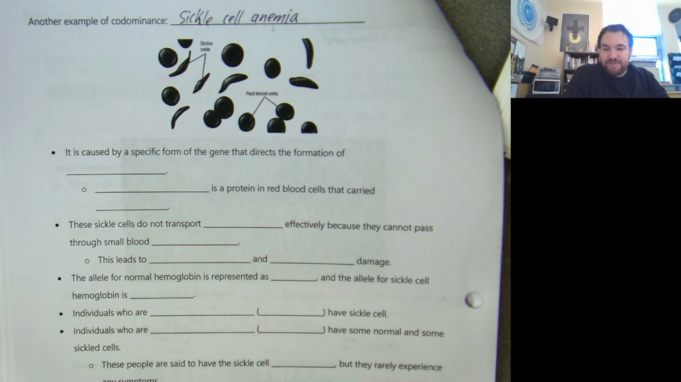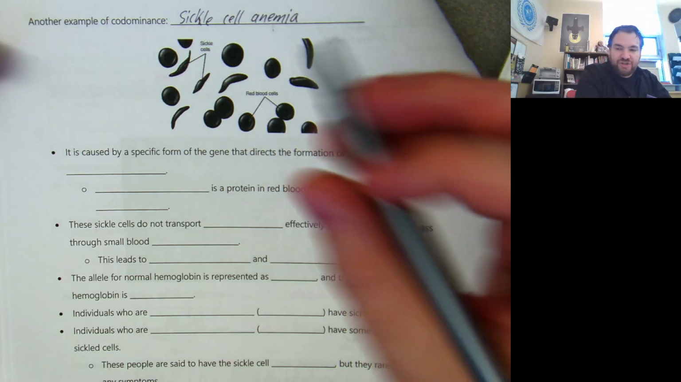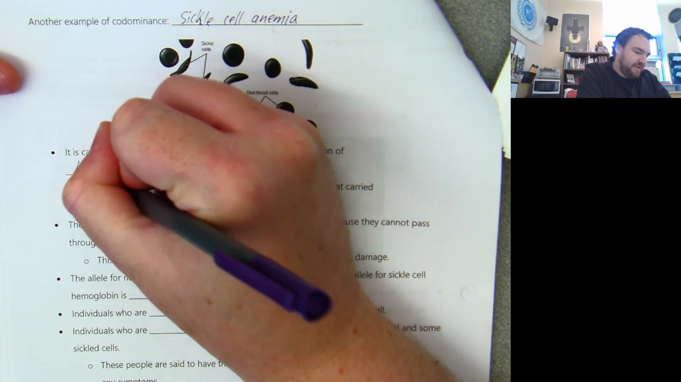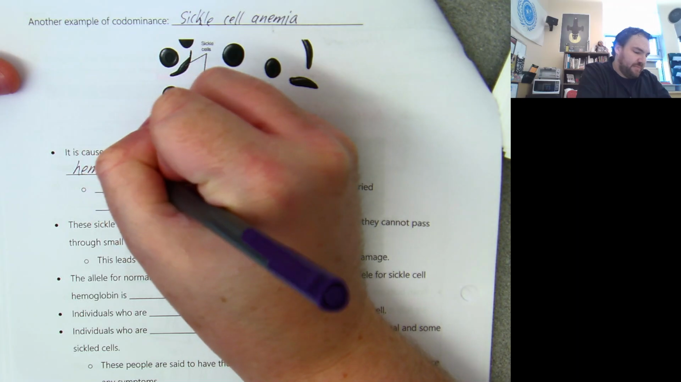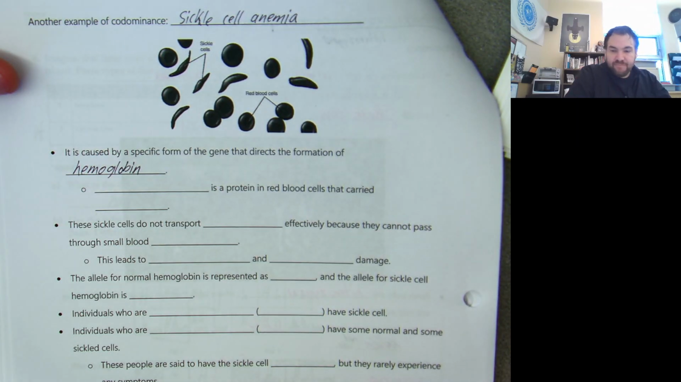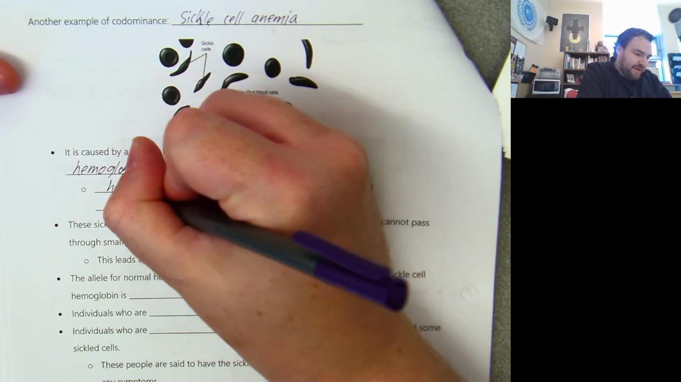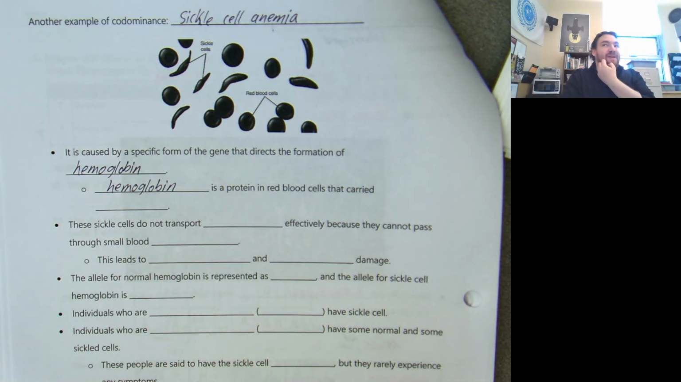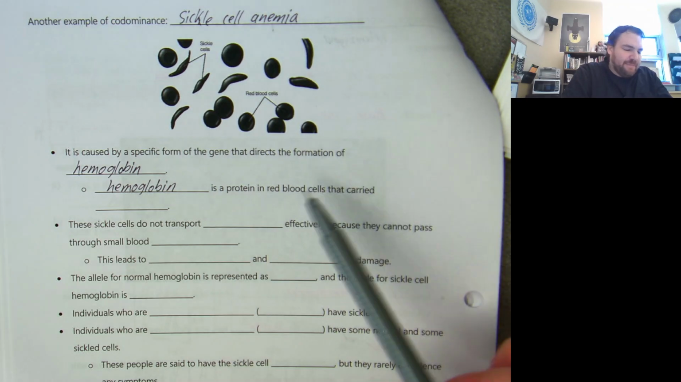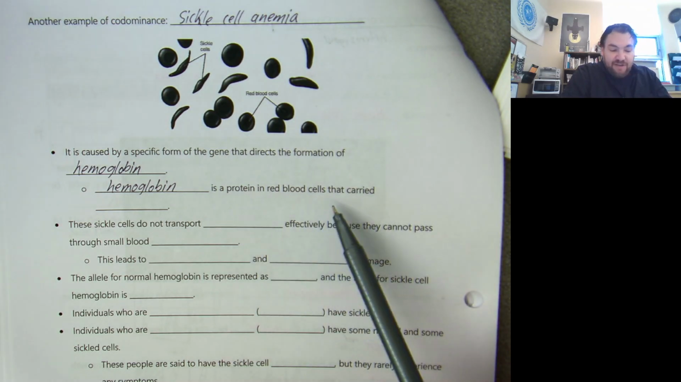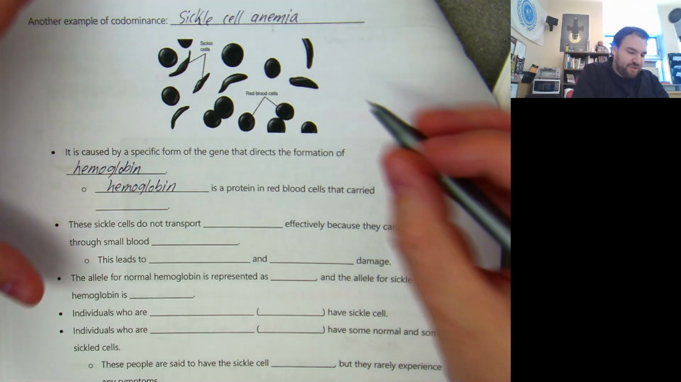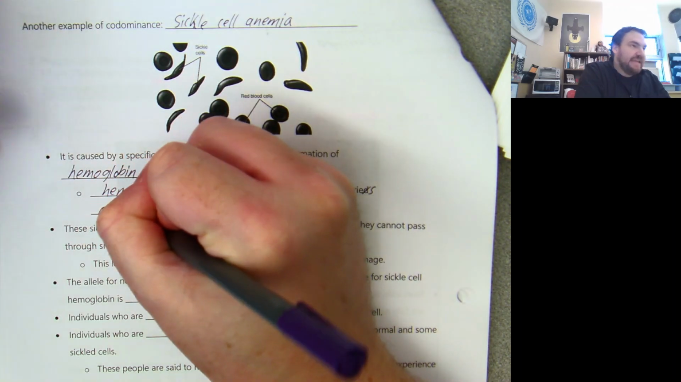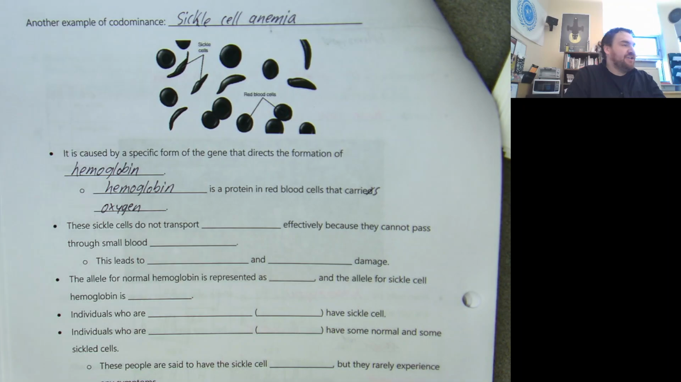It is caused by a specific form of gene that directs the formation of something called hemoglobin. Hemoglobin. Hemoglobin's the next blank as well. Hemoglobin. Careful not to spell it wrong. Hemoglobin is a protein in red blood cells that carries oxygen. It's what causes oxygen to bind to red blood cells.